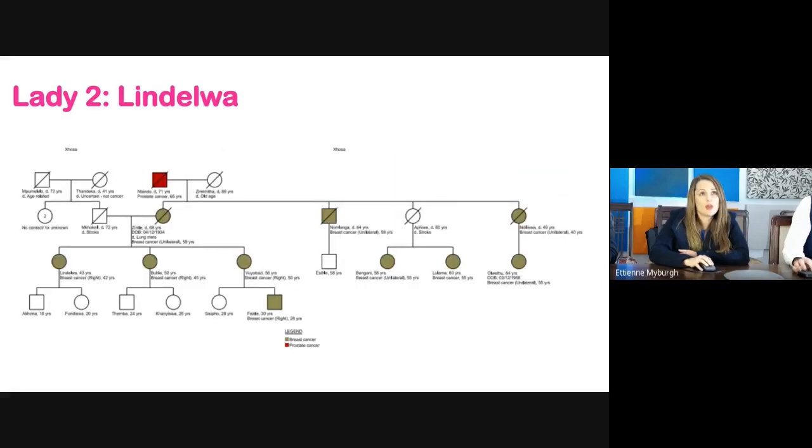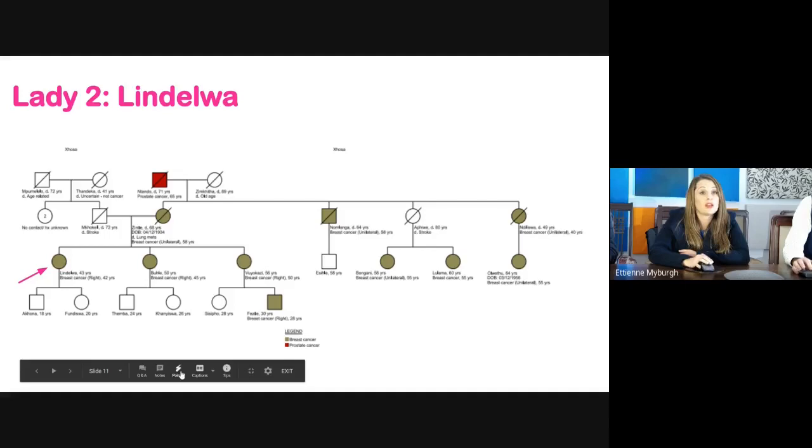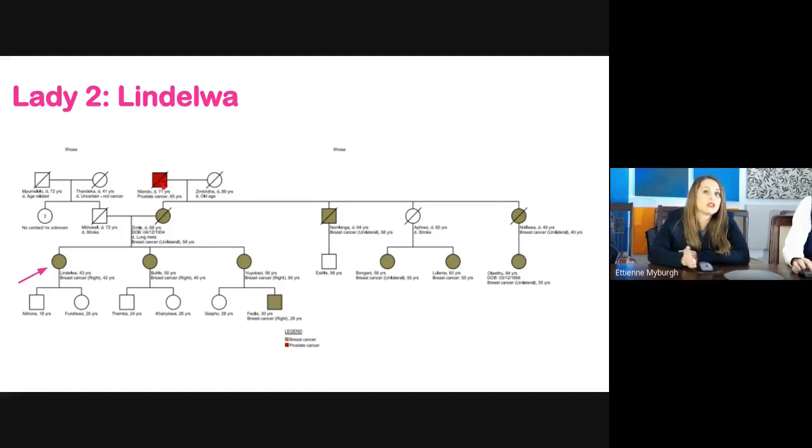So lady 2, I've got Lindelwa. She also developed breast cancer, but at a younger age. She developed right-sided breast cancer at the age of 42. And when I did the family history, I saw that there's quite a lot of family members who have had breast cancer. You'll see that there are 2 males in the family who have had breast cancer. The one was quite older and the other one was quite young. And you'll also see that there's another male who developed prostate cancer.